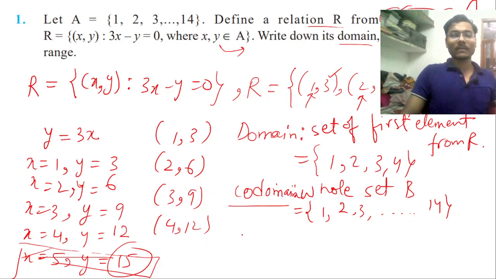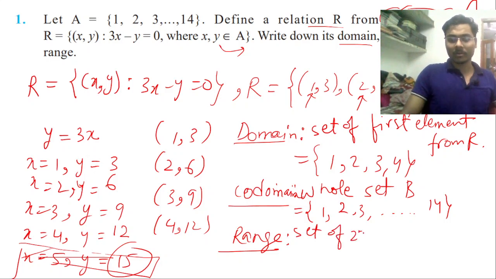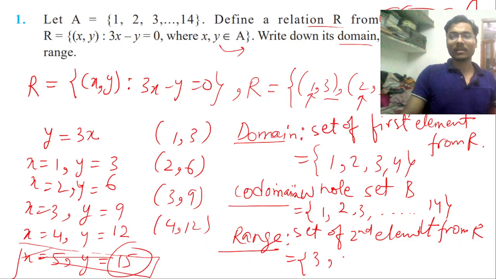Now we will have to find out the range. The definition of range is the set of second elements from the relation. So what do we have from the relation? From the relation we have 3, 6, 9 and 12. So this is the range: 3, 6, 9 and 12. So that's how we solve our first question.